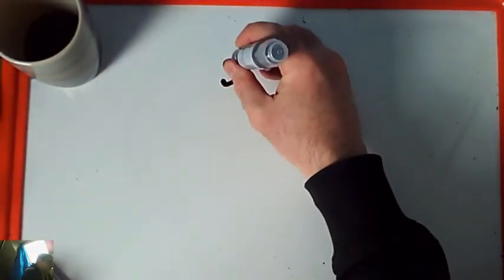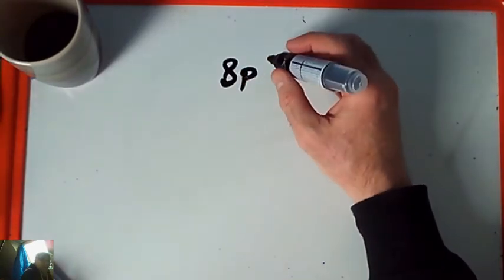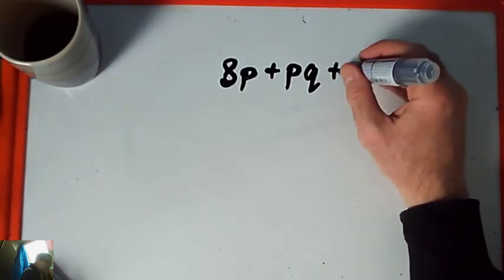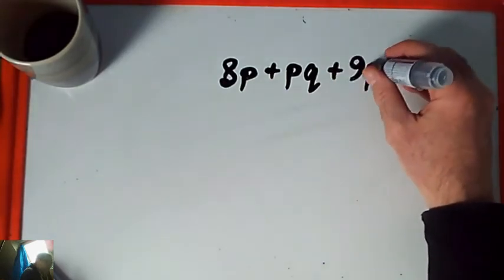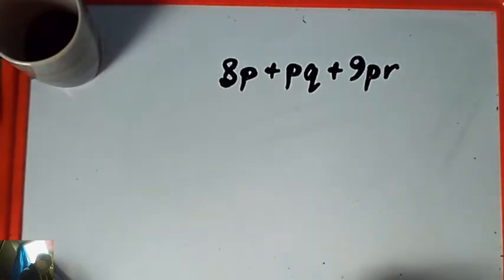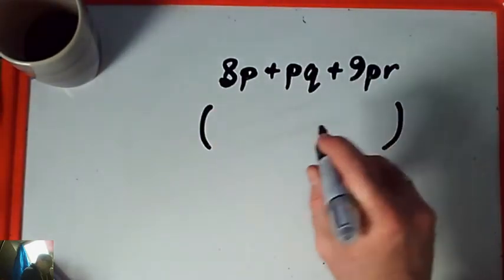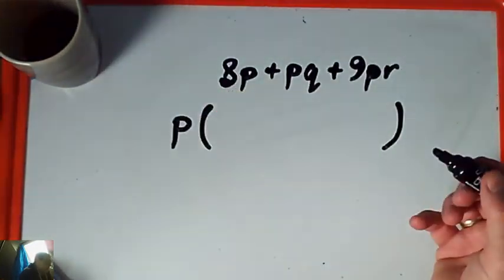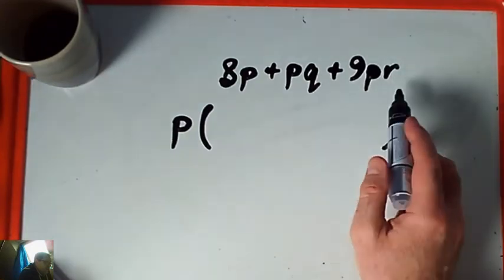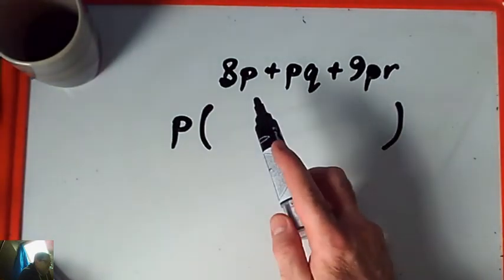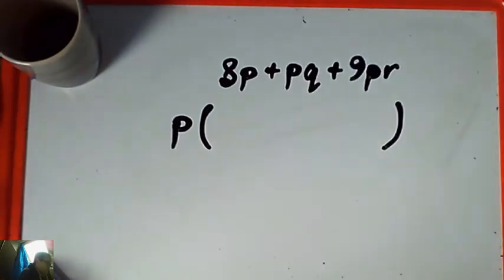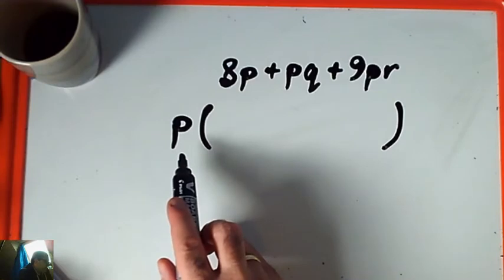And the next question says 8p plus pq plus 9pr. Okay, so I notice that all of these have got a p in them, so I can take a p outside the brackets. They haven't all got q's in, they haven't all got r's in, and there are no numbers that go into 8 and also 9 and also 1, because we've got 1pq there. So p is the most that I can take outside the brackets.